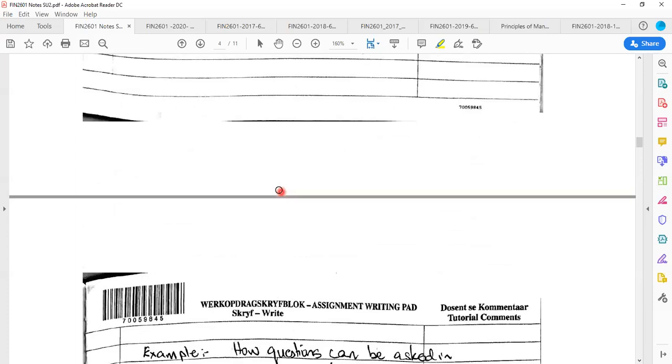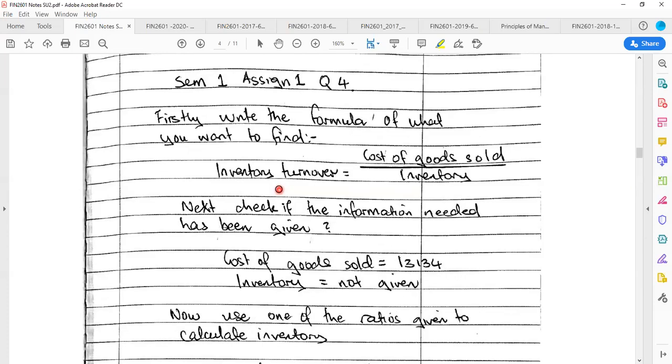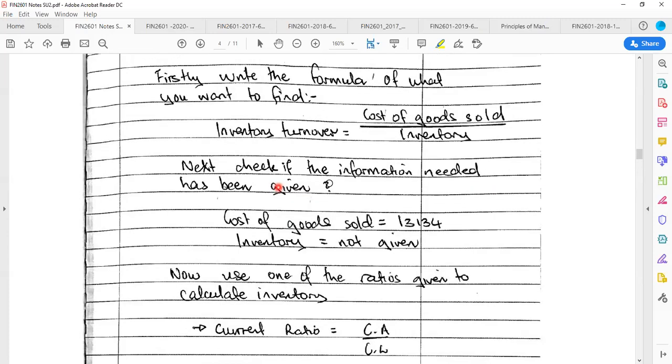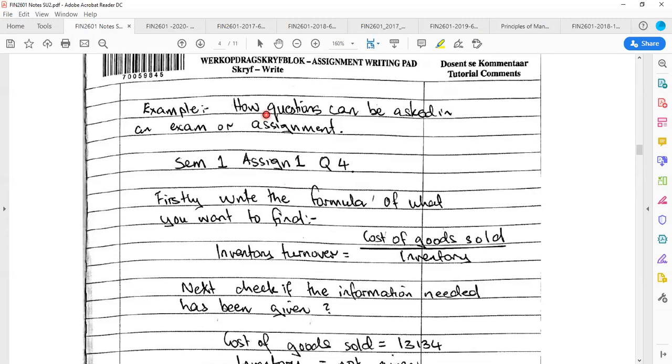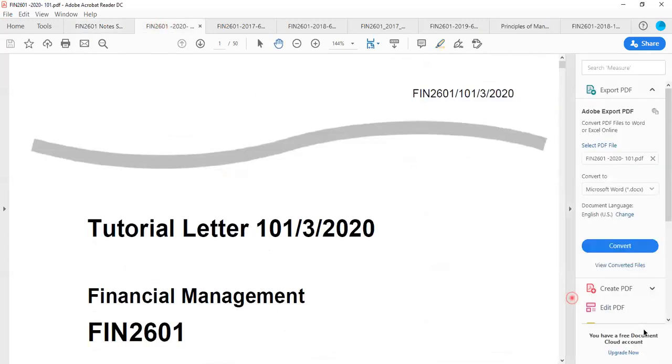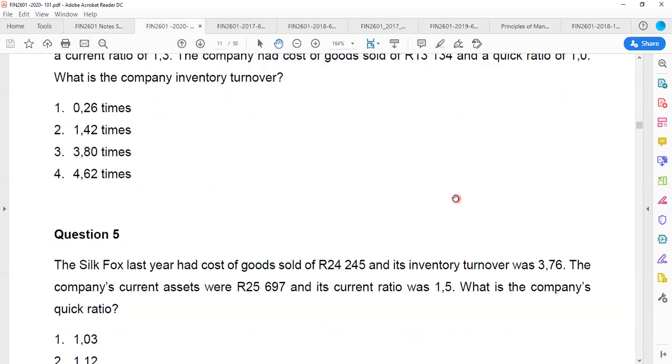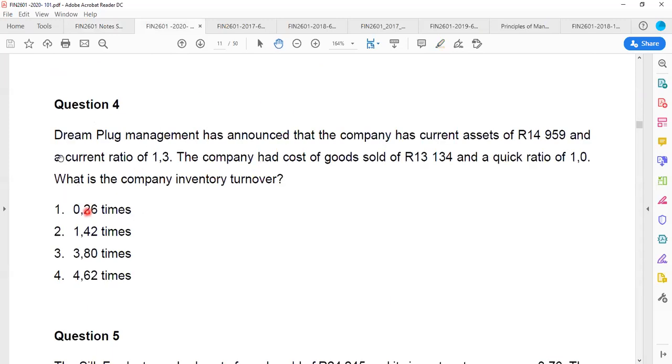Now, I just want to show you an example of how a question can be asked in the exam or in an assignment. This one is a bit tricky, but it's an example of how a question might be asked. Okay, so let's look at semester 1, assignment 1, question 4. There we go. This question right here.